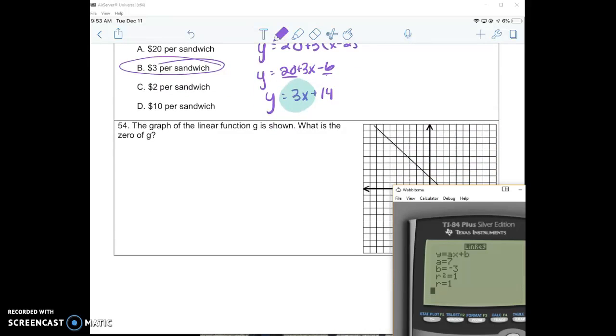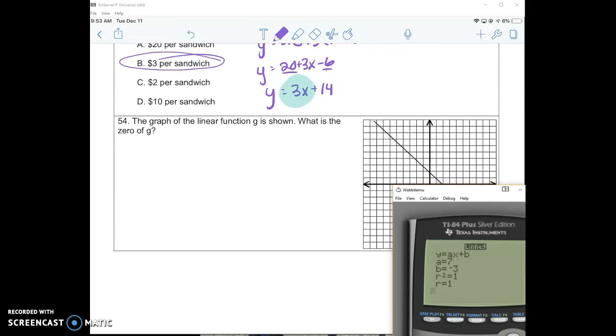Number 54. The graph of the linear function g is shown. What is the zero of g? Remember, zero is just a fancy word for x-intercept, and when I see zero, I'm just looking at the x value. So my x-intercept is the point (2, 0). My zero is just 2.